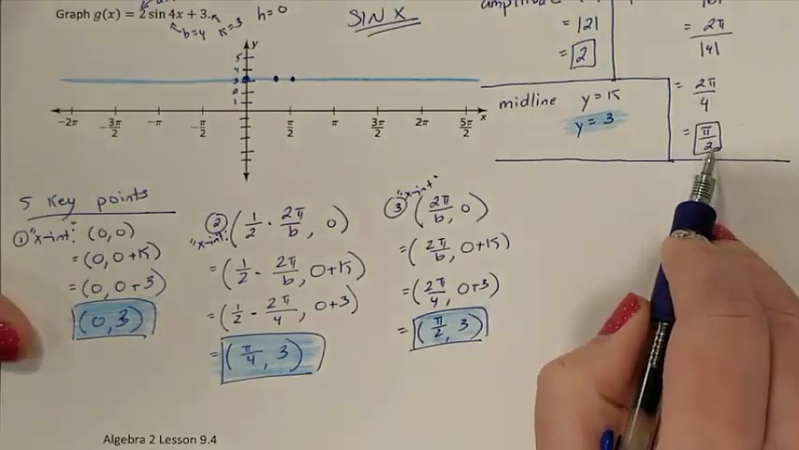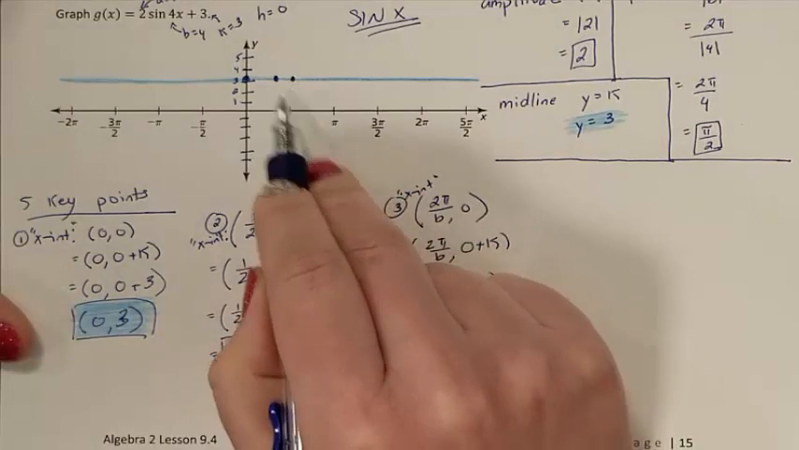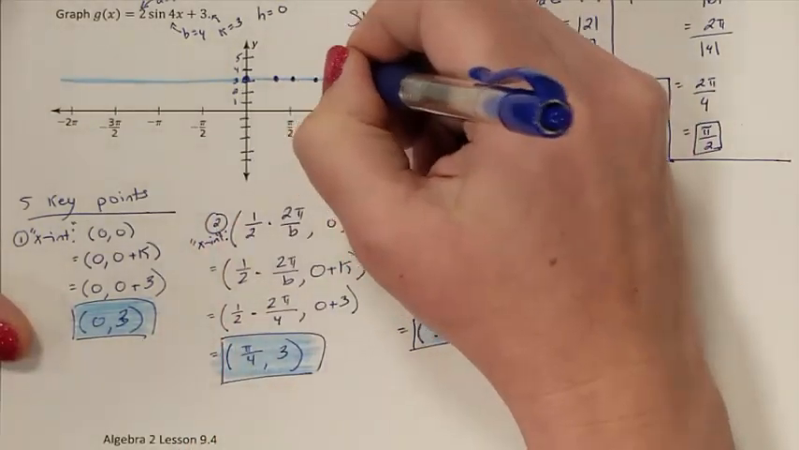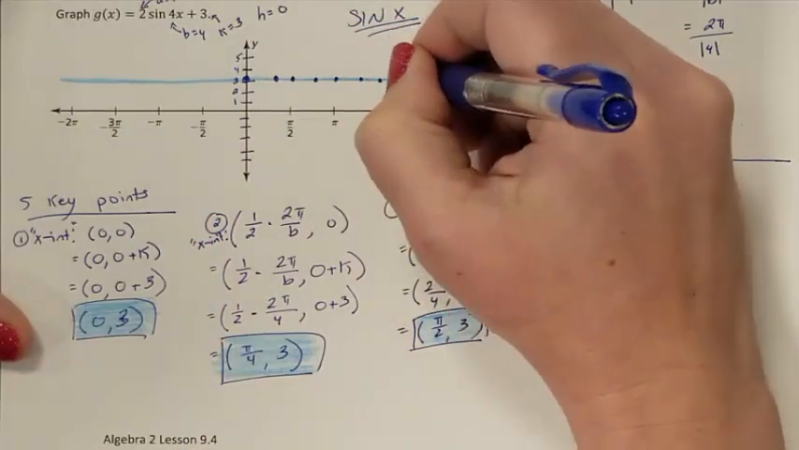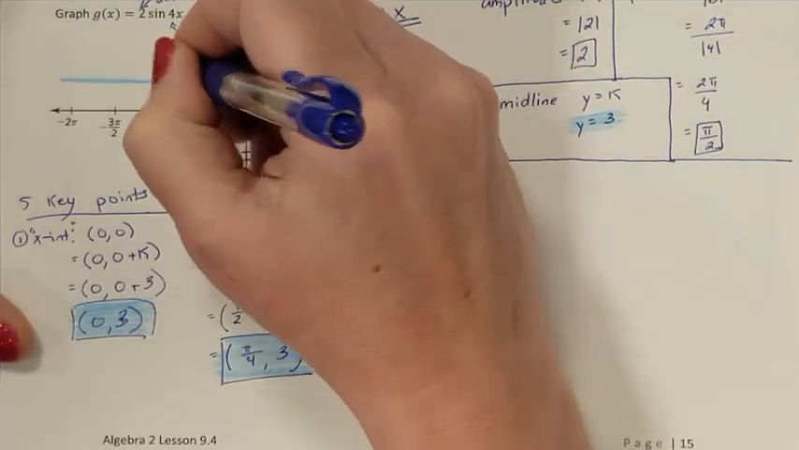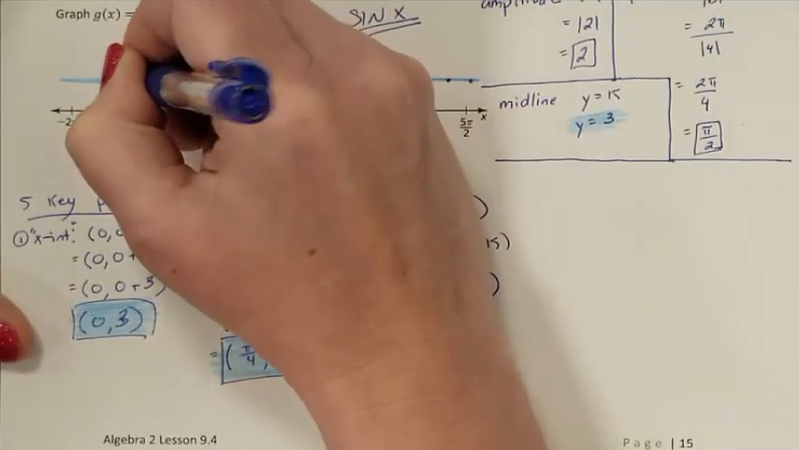And I knew my period said I would stop repeating after the pi halves. So it looks like every pi fourths I am going to have a repeat. So here is all of my midline intercepts because it's no longer on the x-axis.